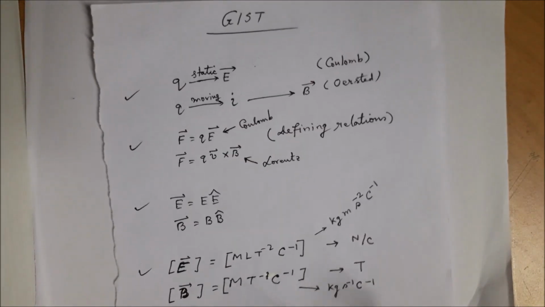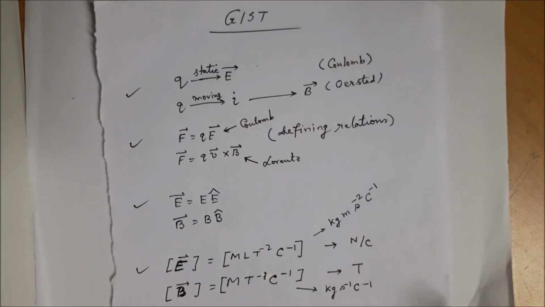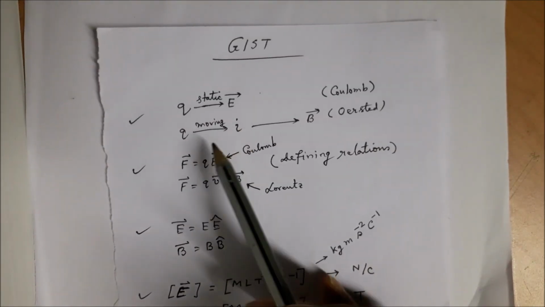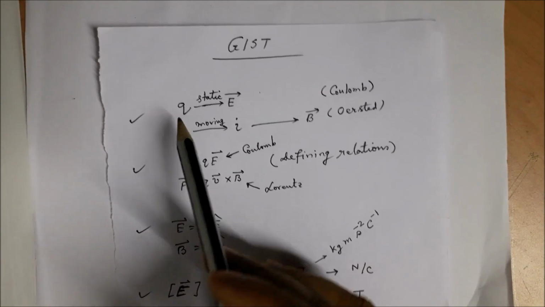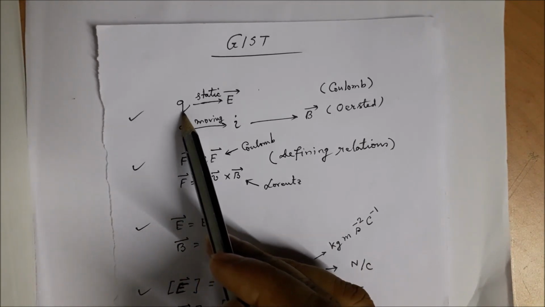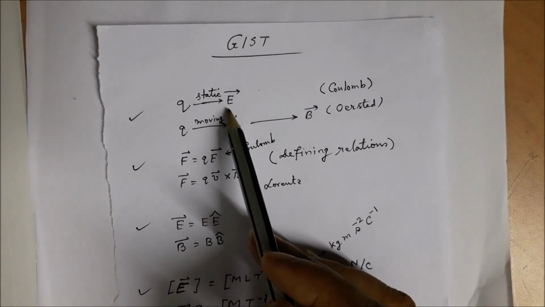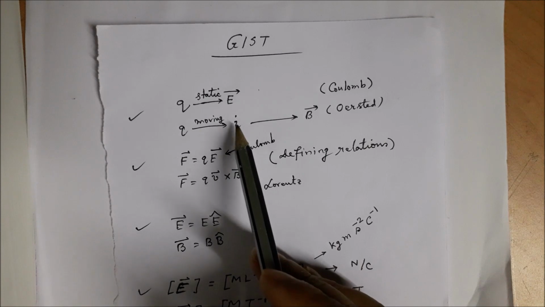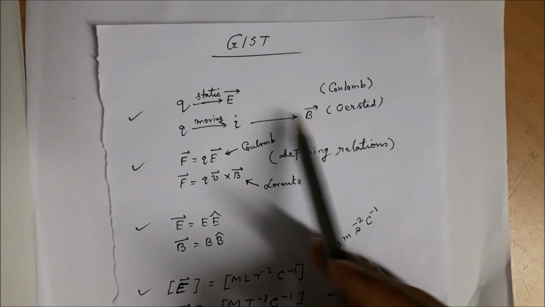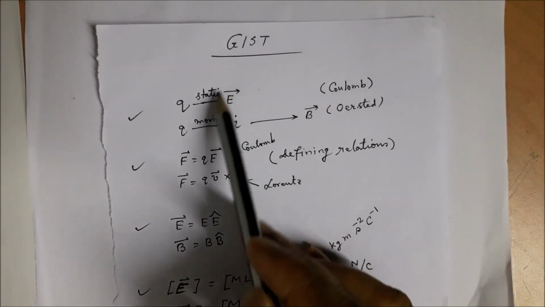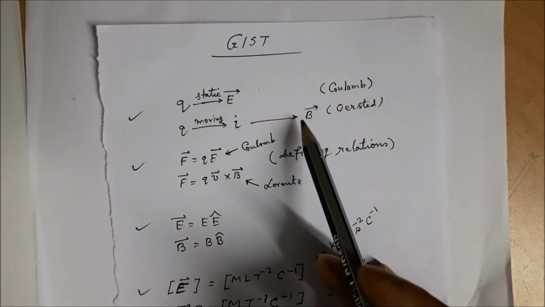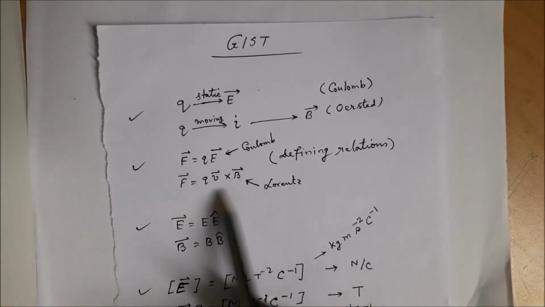So let us now wind up our discussion. Let us make a gist of what we did over the course of time. Q, the charge, if it is static, if it is at rest, creates an electric field, while if it is in motion, it produces a current, and that current produces a magnetic field. This electric field is defined from Coulomb's law, and this magnetic field is defined from Lorentz force.